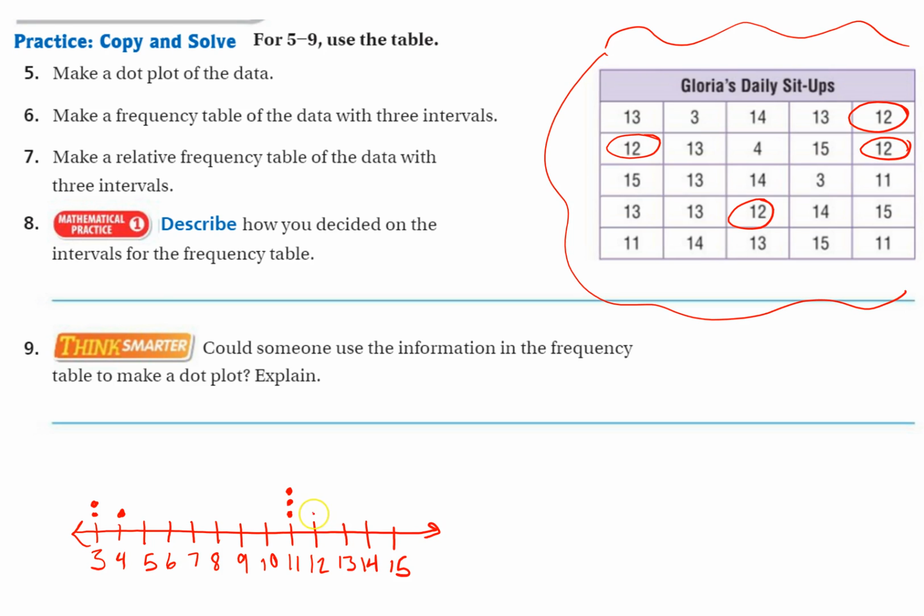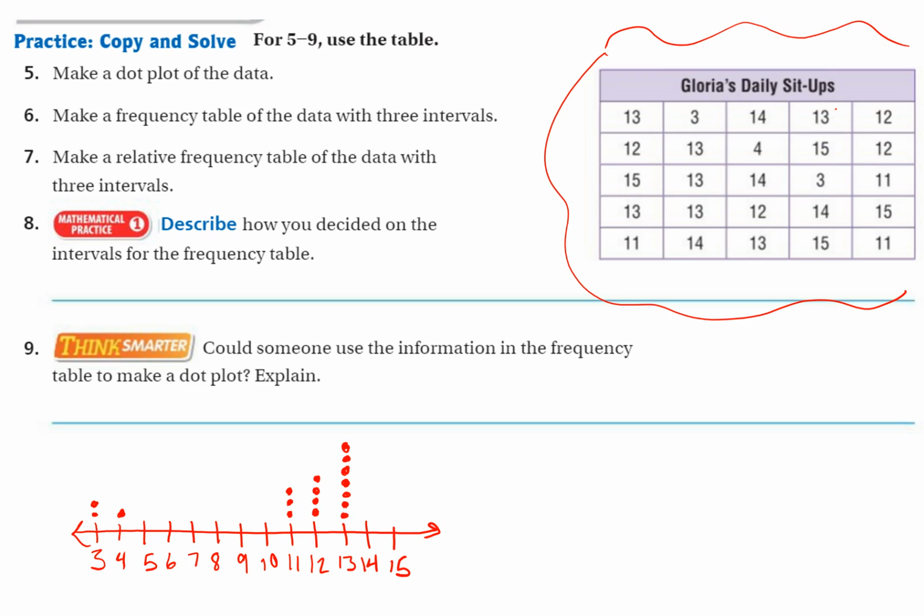4 12s, 1, 2, 3, 4, okay, 13s, and all of them, I believe so. 1, 2, 3, 4, 5, 6, 7.